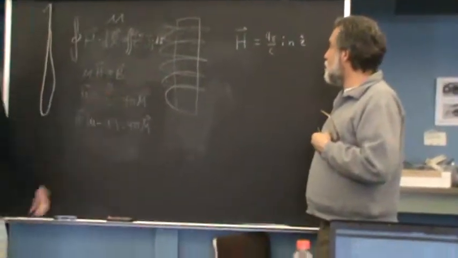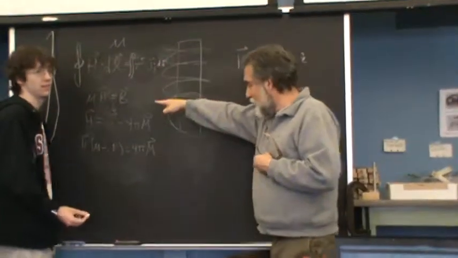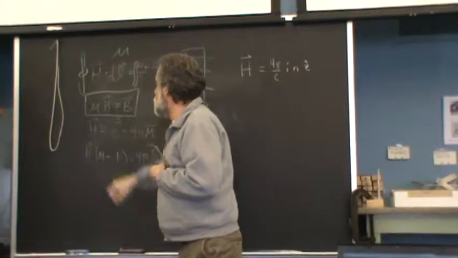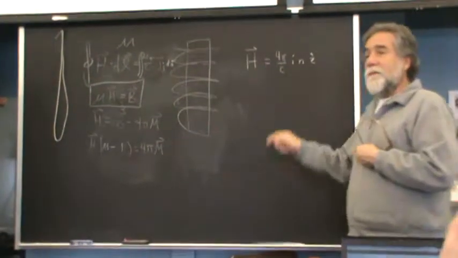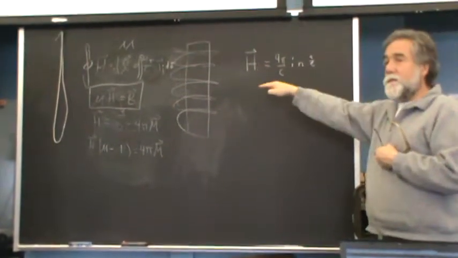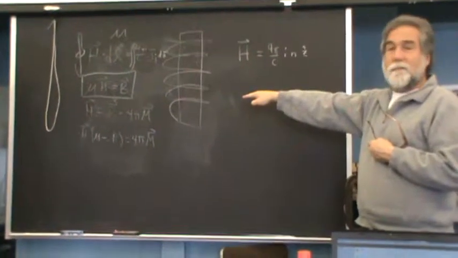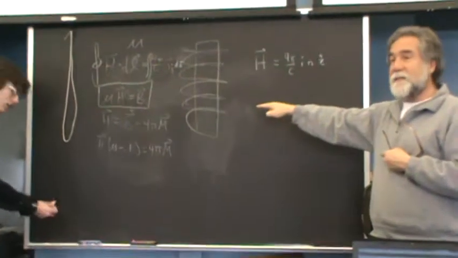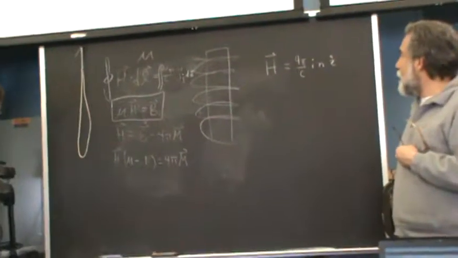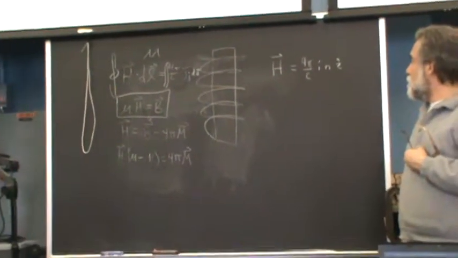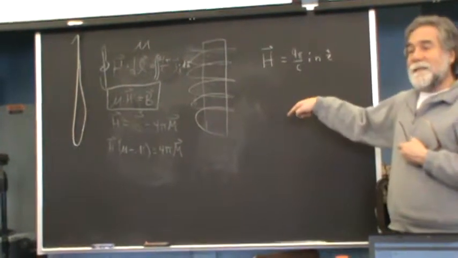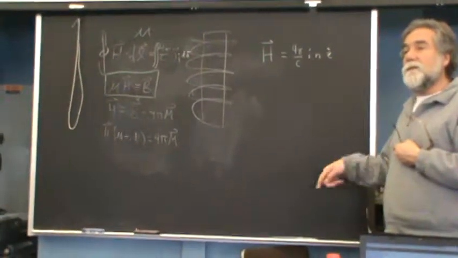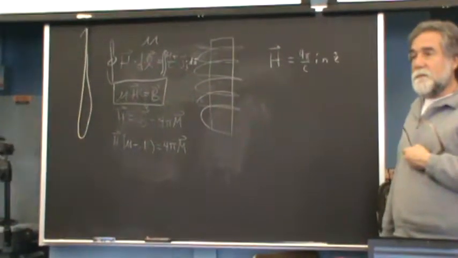And you know all the directions. Given H and B, which you've now found, as Brian said, I'm just summarizing, you find the magnetization. And then, given the magnetization, you can calculate the surface current due to the magnetization.